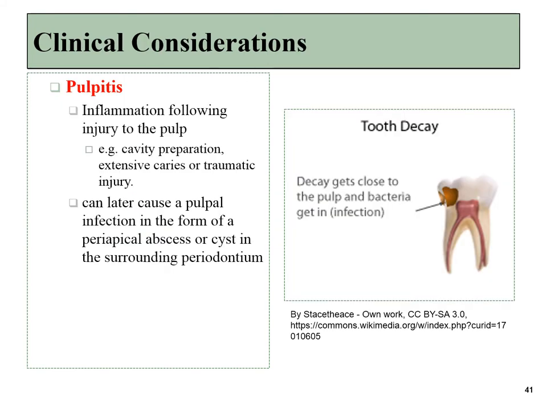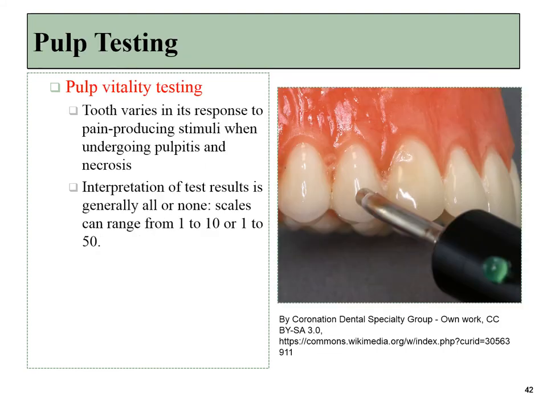If inflammation of the pulp does occur, we call this pulpitis. Itis being our suffix that we add to the end of anything that becomes inflamed. There are nerve endings within the pulp. The sensitivity of those nerve endings can be tested by pulp vitality testing. Healthy pulp should be very sensitive to little electrical shocks. Whereas if the pulp begins to die, then it becomes less sensitive to little electrical shocks.